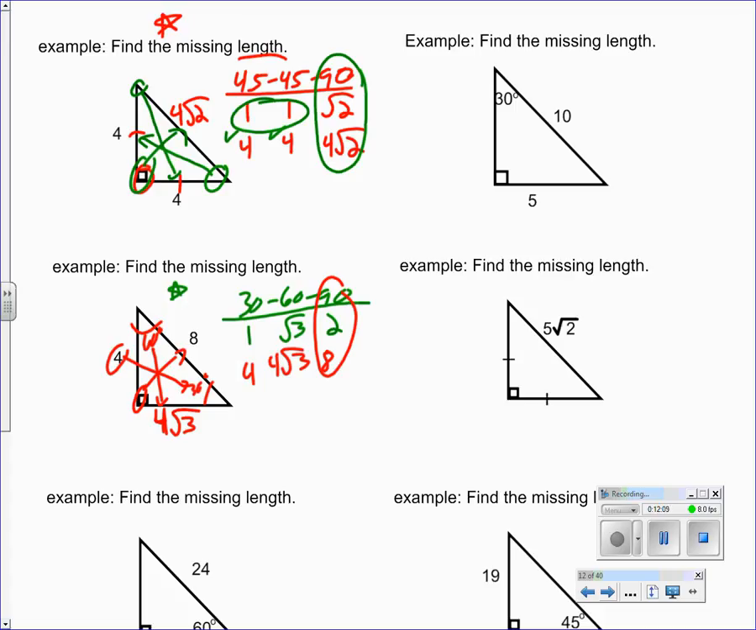This will be a little tricky at first, but the more you work with these, the more it'll start making sense, the more you'll recognize the pattern, and this is something you'll come back to again in Math 2. So if you want to see some other videos or do some more examples, you can look for special right triangles.